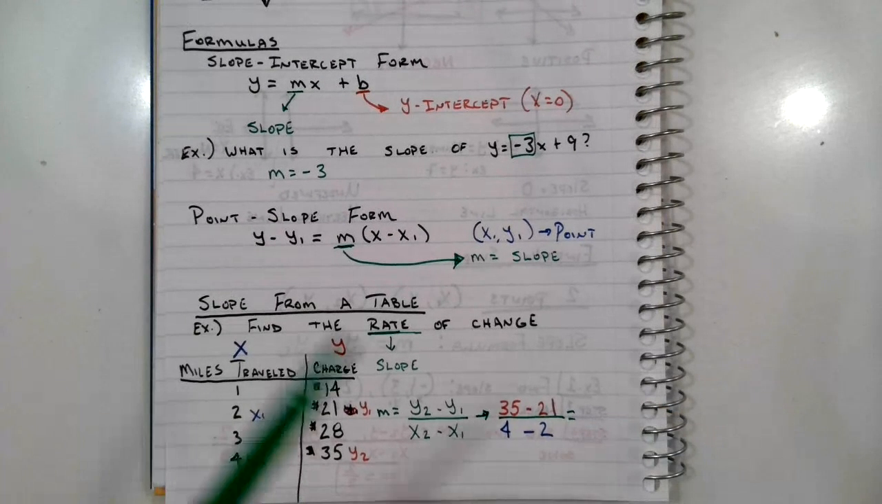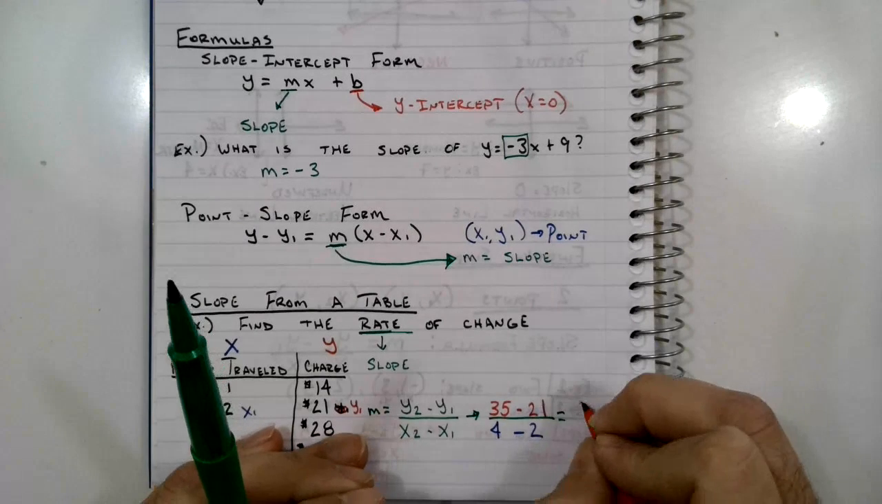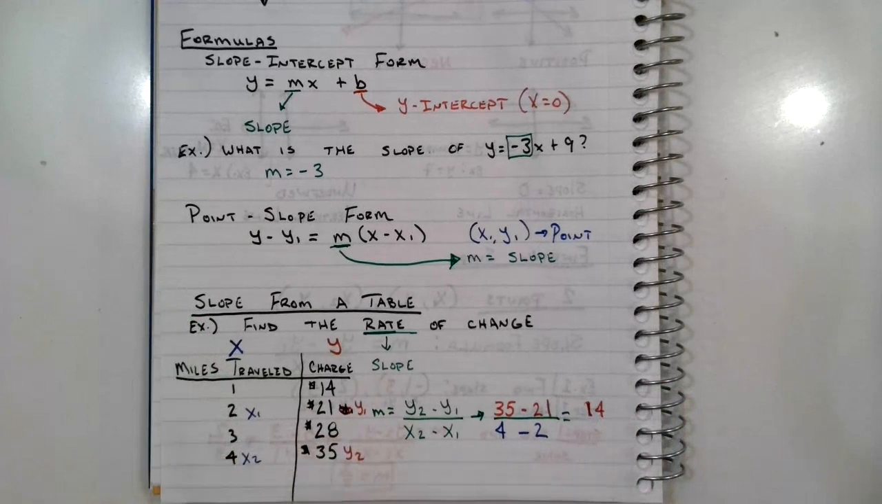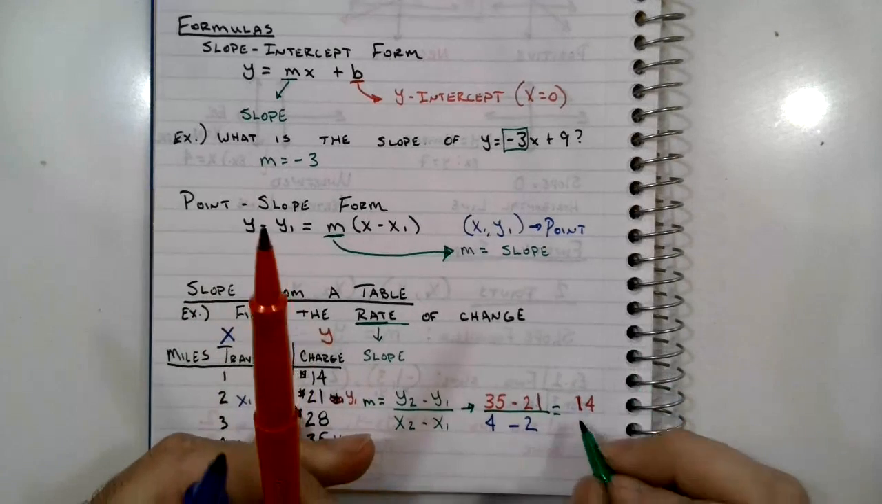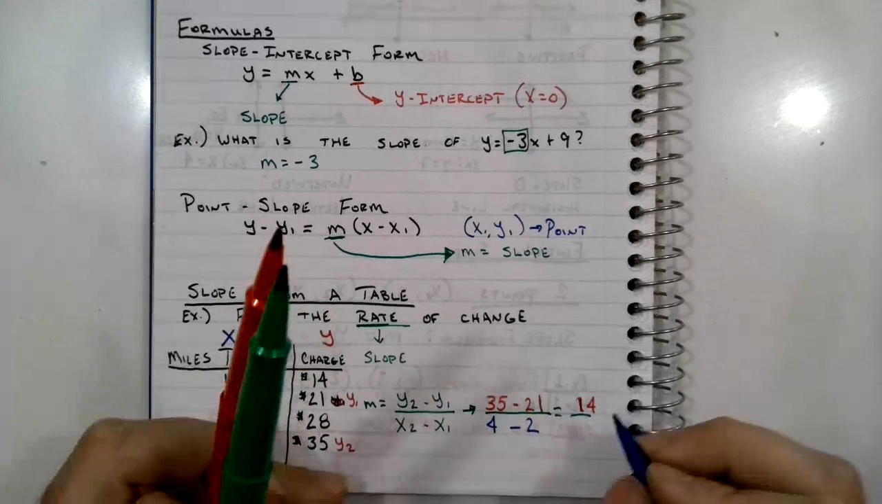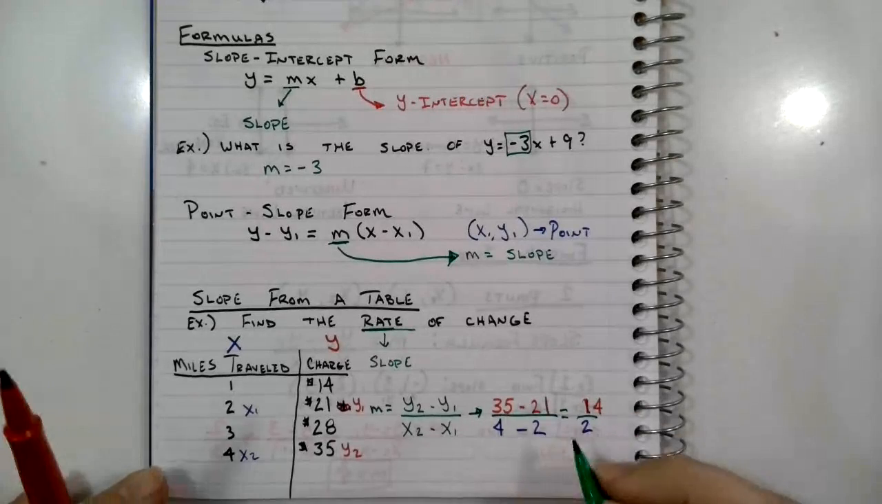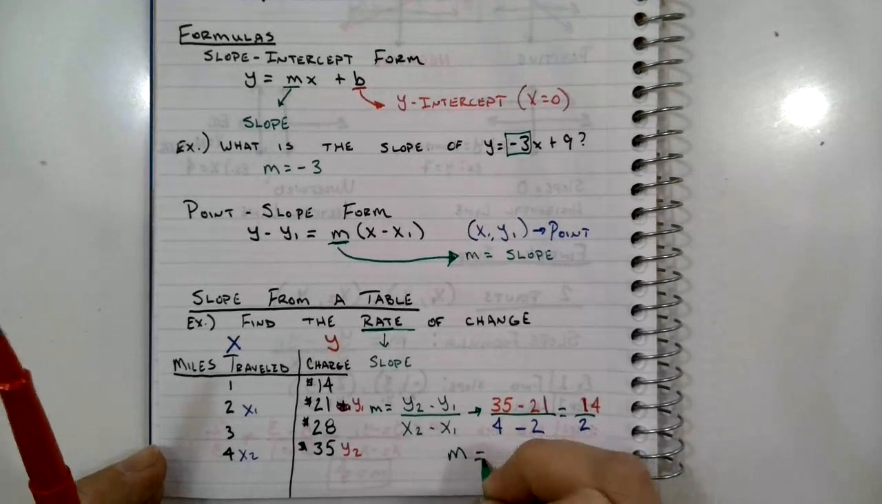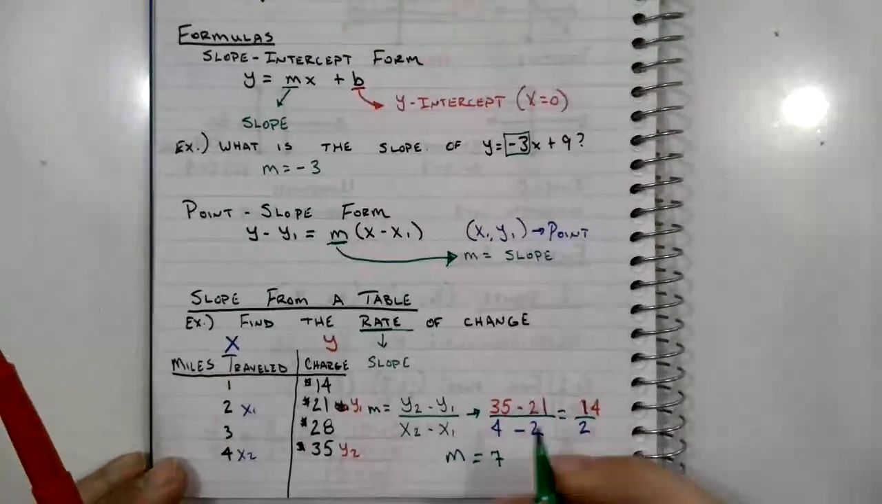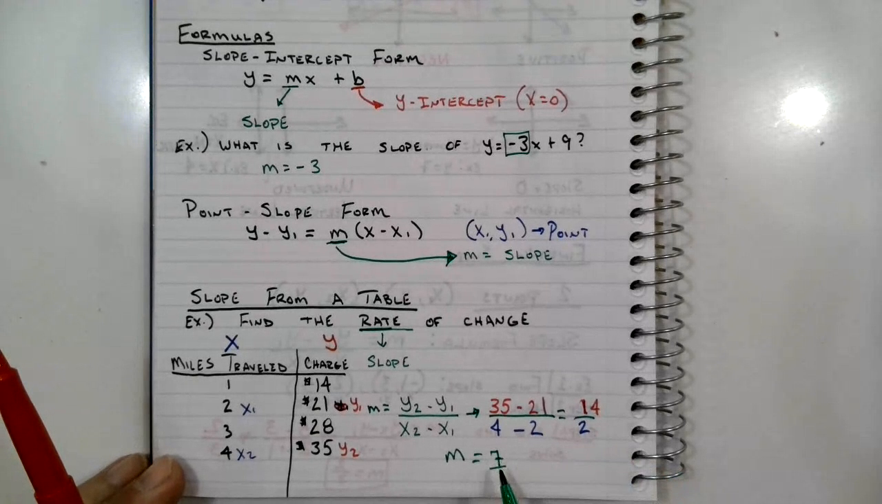So then 35 minus 21 is going to give me 14. And 4 minus 2 is going to give me 2. And 14 divided by 2 is going to give me a slope of 7 over 1. What does that mean?